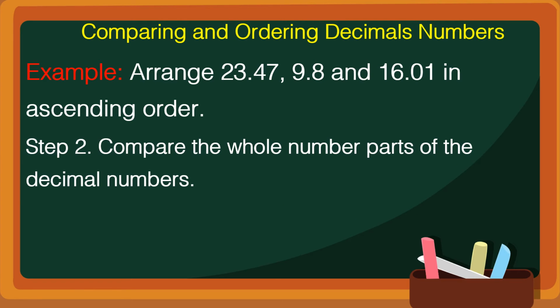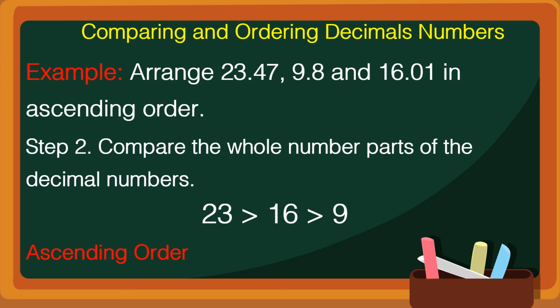Step 2. Compare the whole number parts of the decimal numbers. Thus, on comparing whole number parts, we say 23 is greater than 16 is greater than 9. Thus, we get the ascending order as 9.8, 16.01, and 23.47.